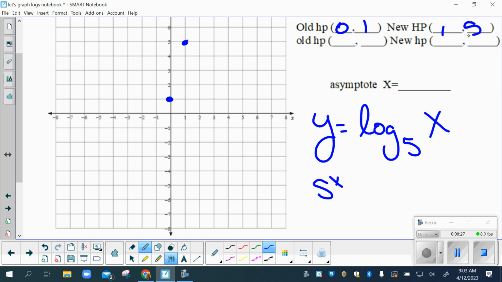Now what I'm going to do is tilt him over. That's really what I'm doing. Think of it as just tilting this guy over. I'm flipping him upside down. So now it's going to go 1, 0, and 5, 1.